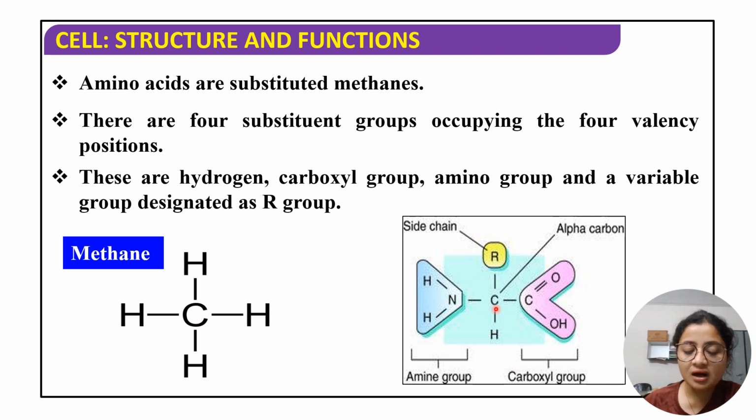So this is the alpha carbon, this is the amino group, this is the carboxyl group, and this is the R, which is the side chain, which will keep on changing.